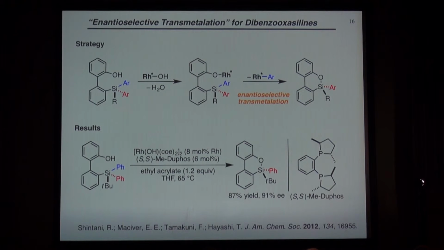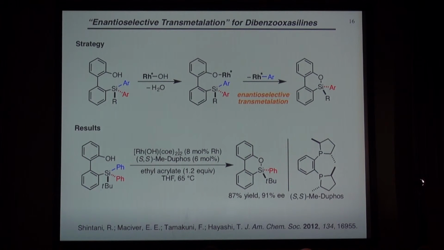And the last topic of today's presentation is the synthesis of dibenzoxacylane shown here through the strategy of enantioselective transmetallation. So this idea is summarized in this slide by having hydroxy-attached biphenylsilane as the prochiral substrate in the presence of catalytic amount of chiral rhodium hydroxide. This generates this type of intermediate shown in the middle. And through this intermediate, the intramolecular delivery of the aryl group, transmetallation from silicon to rhodium, would take place to give the resulting silicon-stereogenic dibenzoxacylane product.